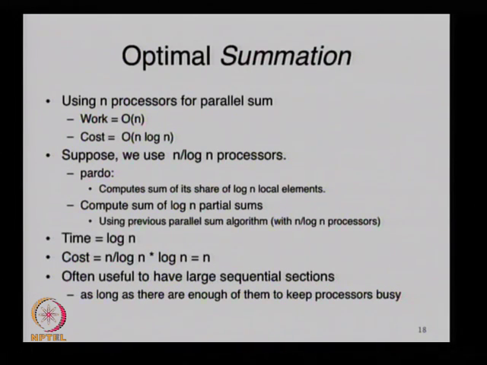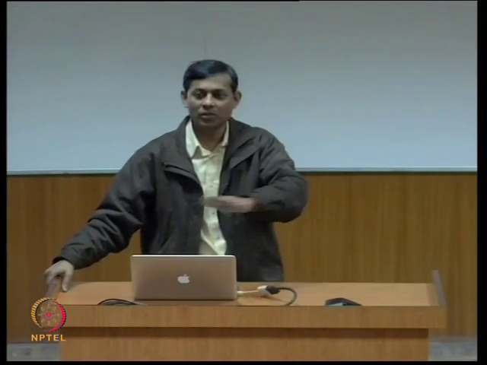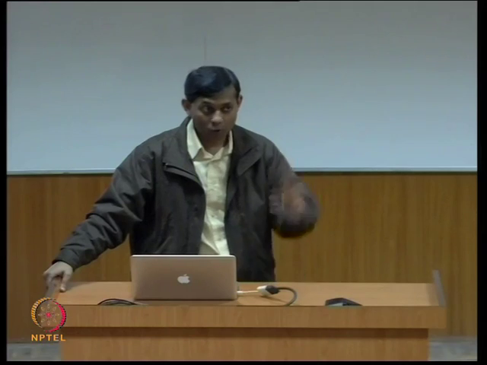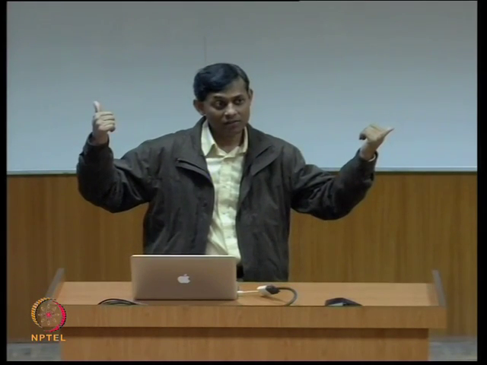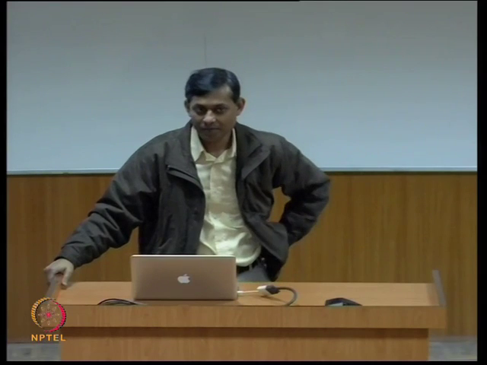How much time did it take? Each one had log n, right? N by log n processors distributing n things, each gets log n. In log n time, you are able to do your local sum. Now I'm going to do the same thing I did before, because I've got these n by log n partial sums, and I need to add them together. I'm going to assume n by log n processors for this part again. That's what I had assumed for the first part also.